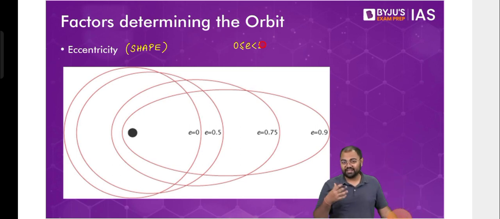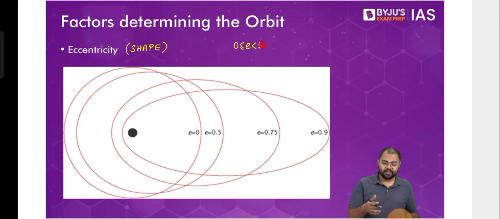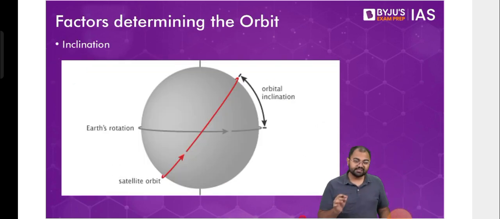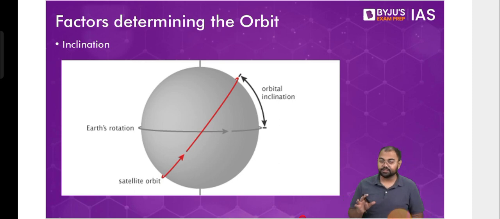So depending on what kind of application we have, depending on why we have launched the satellite, the eccentricity is first calculated and accordingly the satellites are launched. And then the third important factor is inclination. Now, when it comes to inclination, we are talking about inclination from the equator. So either the satellite could be at the equator, having let's say 0 degree inclination, or maybe 1 to 5 degrees inclination, or they can be inclined.